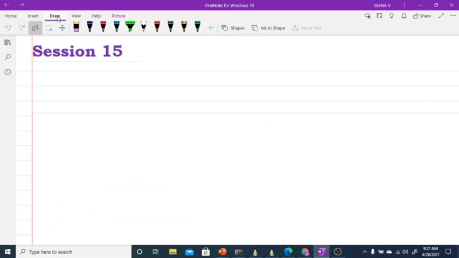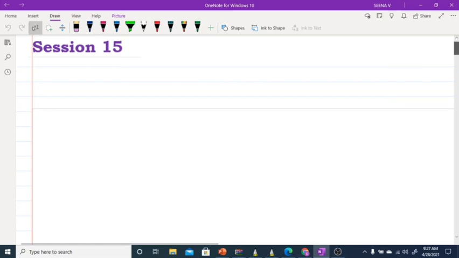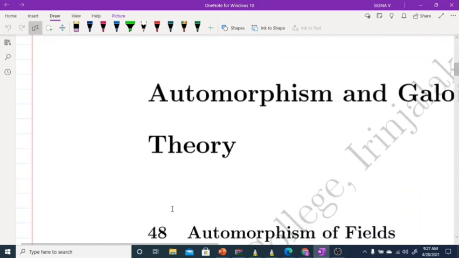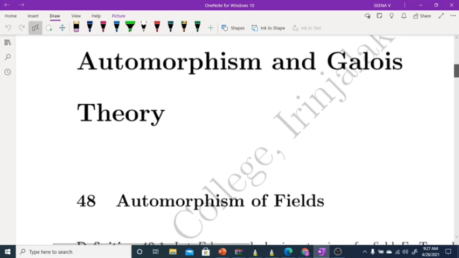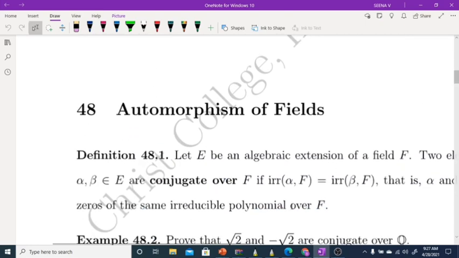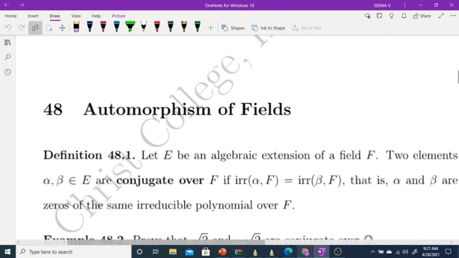Good morning. Today we are going to start our next chapter, and the chapter's name is Automorphism and Galois theory. The first section is Automorphism of fields. The definition of automorphism: what do you mean by an automorphism?